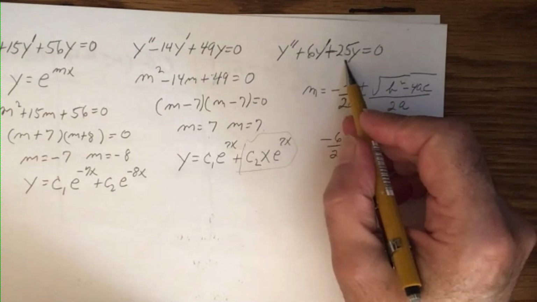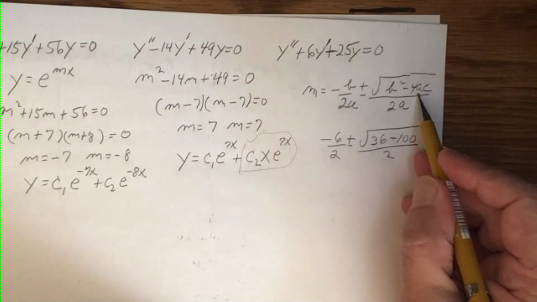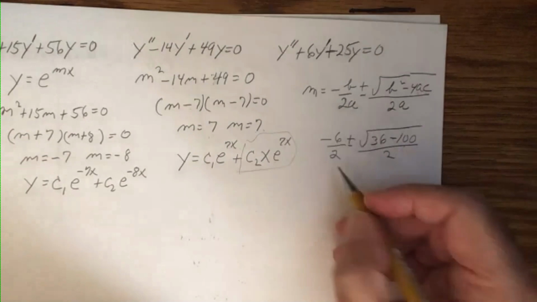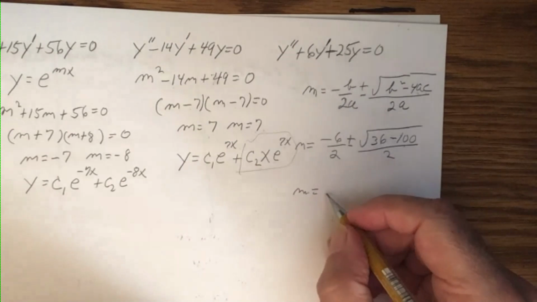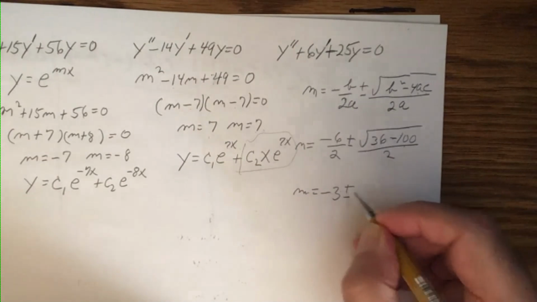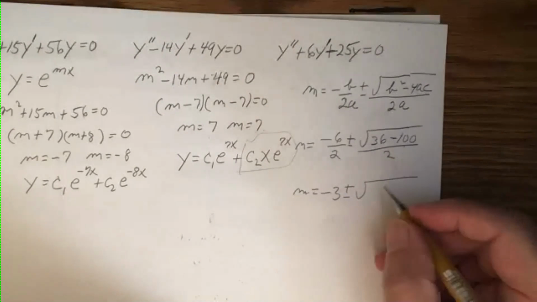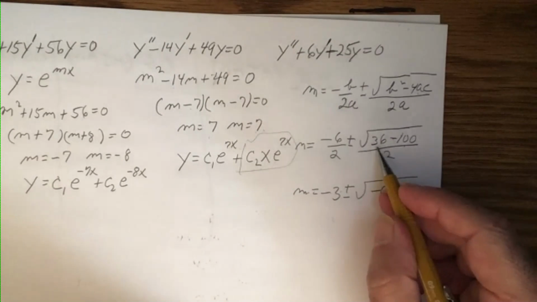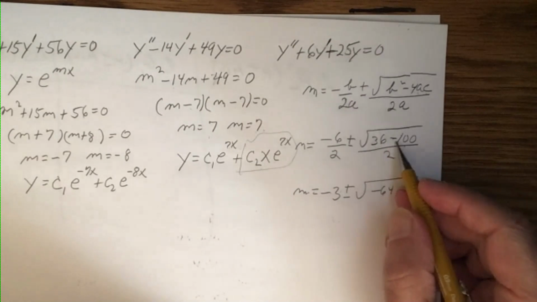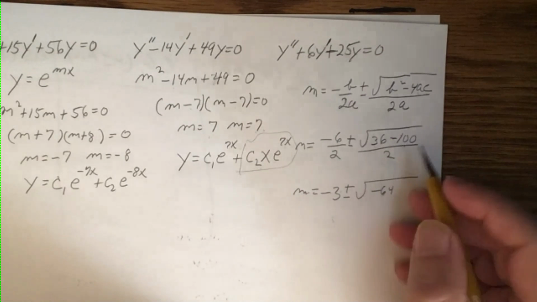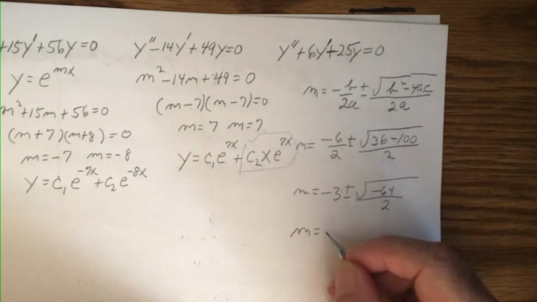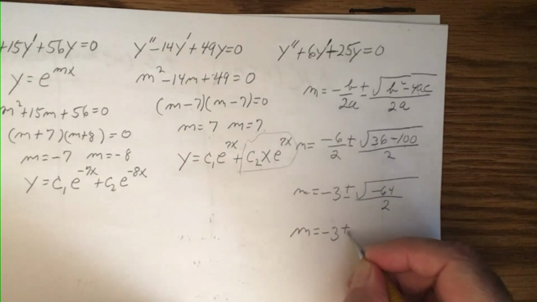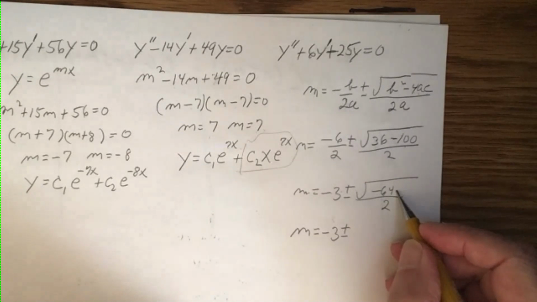I made up these problems. So this is 25, right? So then 4 times 1 times 25, that's 100. So then m is equal to minus 3 plus or minus the square root, and this is 100, well, 36 minus 100, that's going to be minus 64, divided by 2. So m is going to be equal to minus 3 plus or minus, now this is going to be 8i.